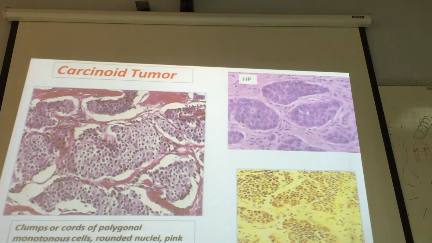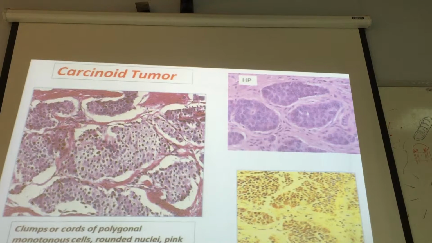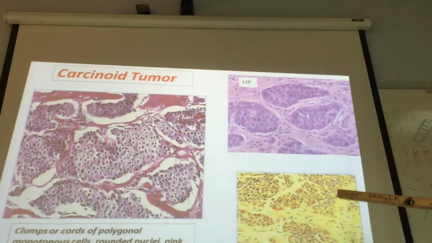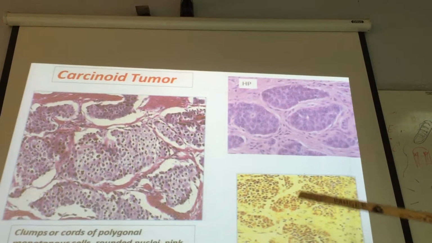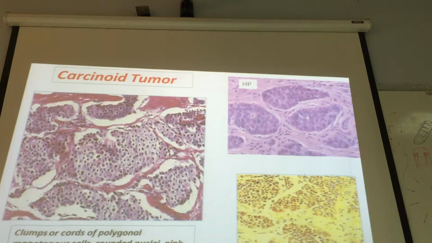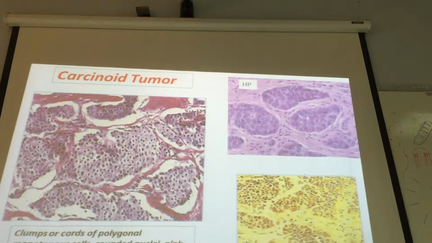And for the carcinoid tumor, you can get pictures like this, and there will be a second or third picture like this. These two, or these two, whatever the combination. You will be asked about the special stain. What is the special stain for this?